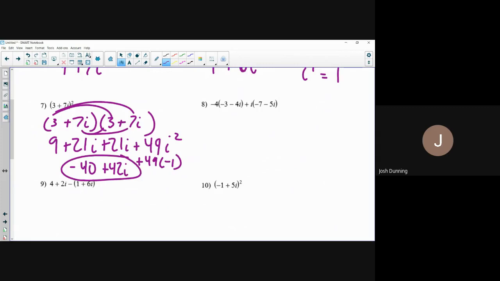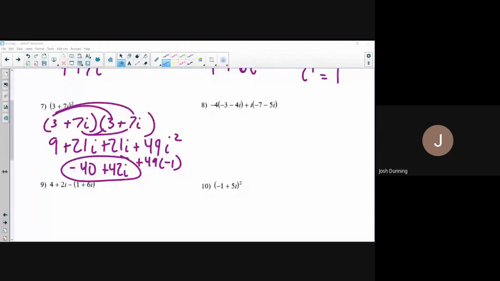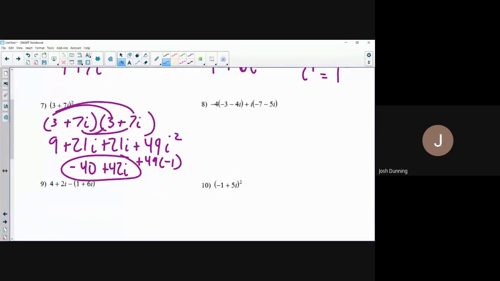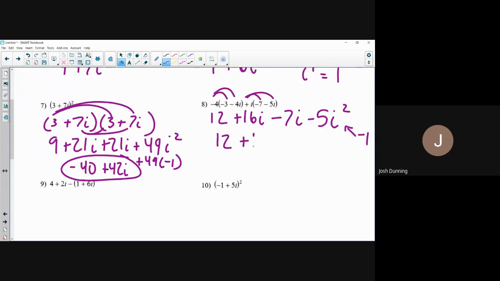On 8, we got a bit of single distribution to do. So negative times negative, positive 12, plus 16i, minus 7i, minus 5i squared. But again, the i squared, that's -1. So that's going to switch that minus sign to a plus. 12 plus 5, 17. 16 minus 7, 9i.